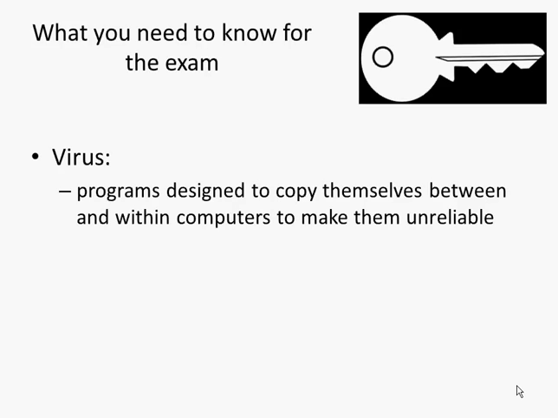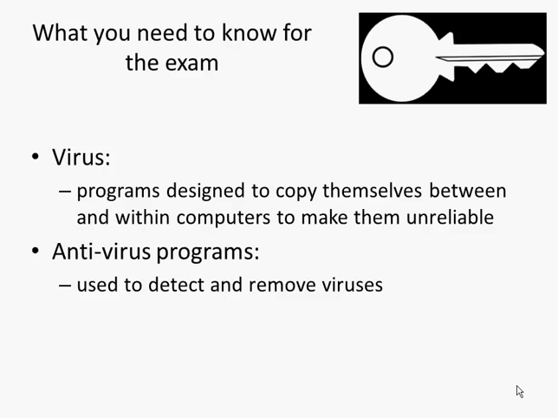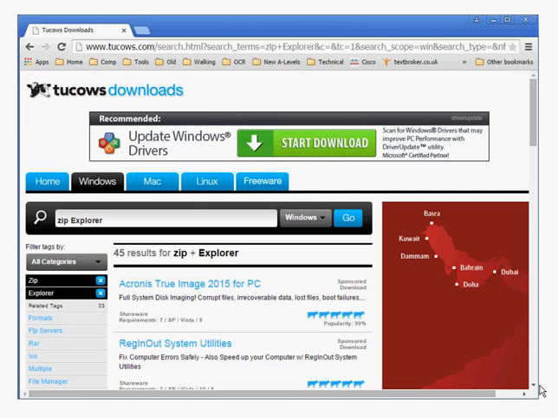Things to do with antivirus programs that we need to know for the exam. Well, first of all, you might need to know a definition of a virus. We said that there could be lots of things before, but in terms of the exam board, we just need to say that they are programs designed to copy themselves between and within computers to make the computers unreliable, and that antivirus programs are used to detect and remove viruses.